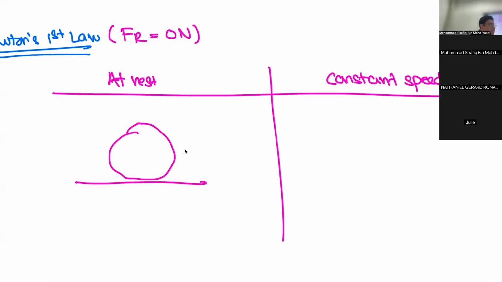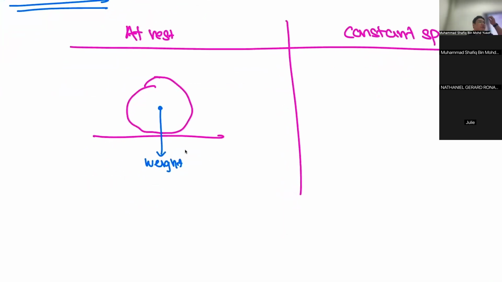Maybe I can ask, Isaac, is there Isaac here? You are Isaac, right? Any forces acting on the ball or by the ball? Correct. So number one is definitely the weight. If you are at rest, you will definitely have weight acting on the ball. Now, any other force besides that?